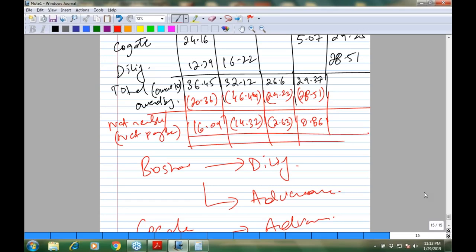So first of all, Bosha would make payment to Dilling, and then once Bosha has settled Dilling, they would make payment to Adverine. Then once Bosha has settled its account, the net payment is going to be made by this company. The name of this company is basically Colgate company. It would make payment at a later stage.